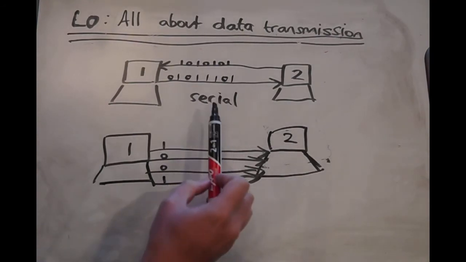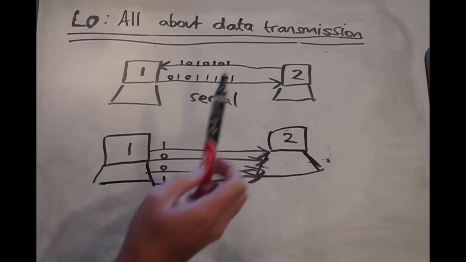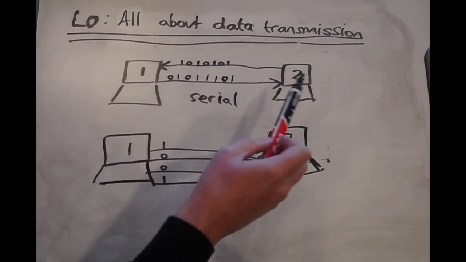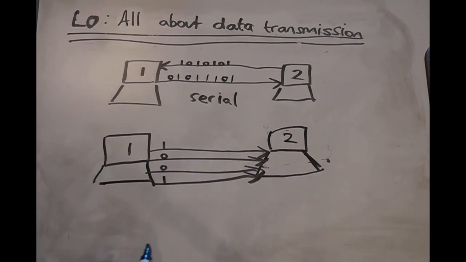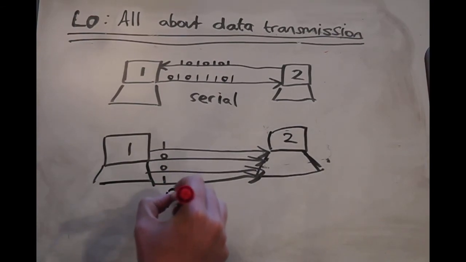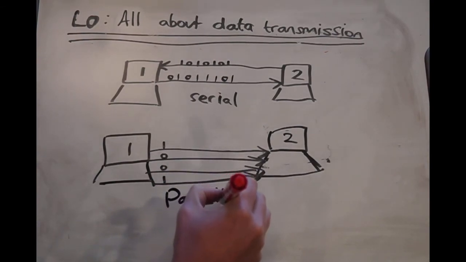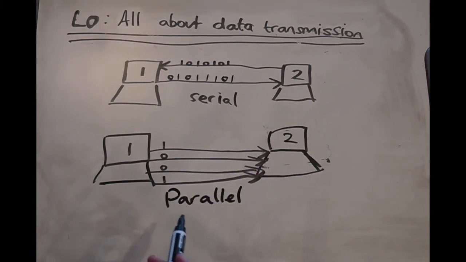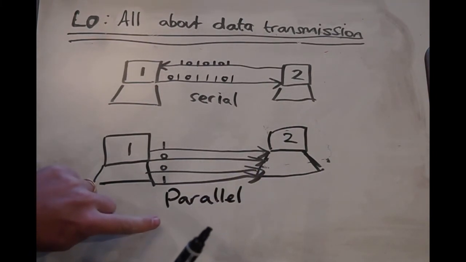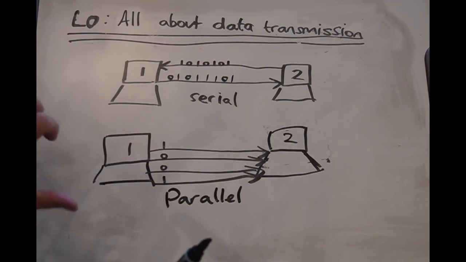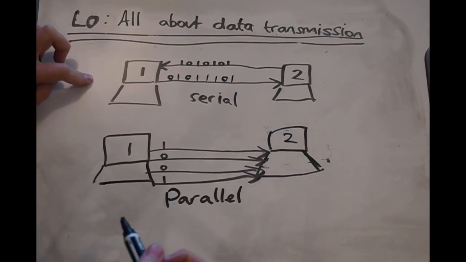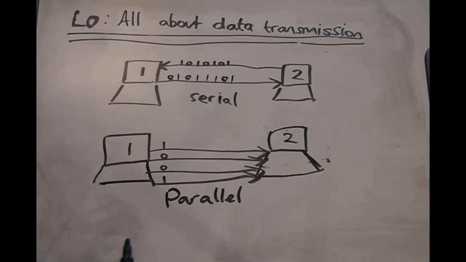So this first one here is known as serial data transmission, one wire. The bits travel sequentially. And down here, where we've got lots of different wires and bits traveling at the same time, that's known as parallel. So this is parallel data transmission. When we've got parallel data transmission, we've got multiple wires and bits traveling at the same time in parallel. So we've got serial data transmission and parallel data transmission.